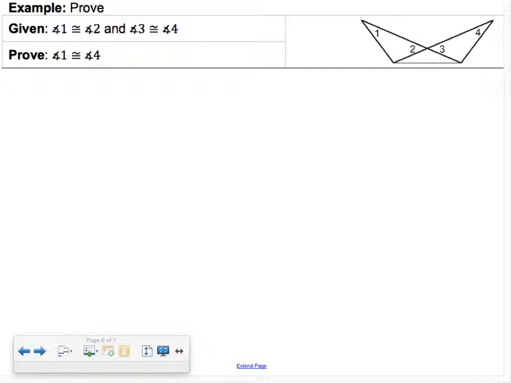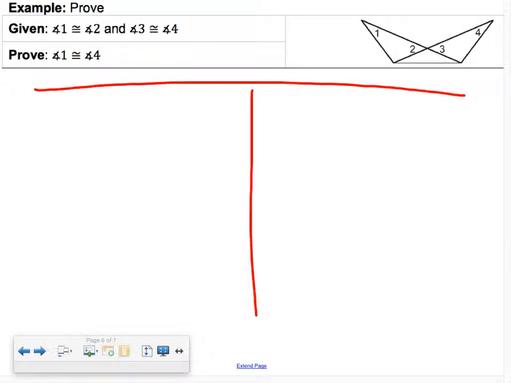All right, let's do this next example here. So given angle 1 and angle 2 are congruent, and angle 3 and angle 4 are congruent, we need to prove that angle 1 is congruent to angle 4. I'll tell you right now that this proof has 5 lines.